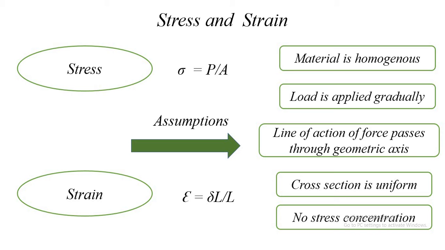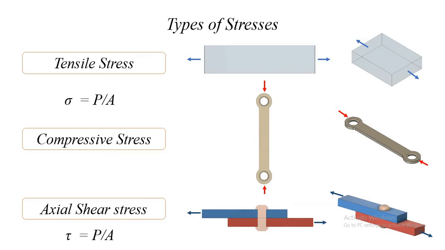The following are the assumptions for stress-strain analysis. The material is homogeneous. Load is applied gradually. Line of action of force passes through geometric axis. Cross-section is uniform and there is no stress concentration.